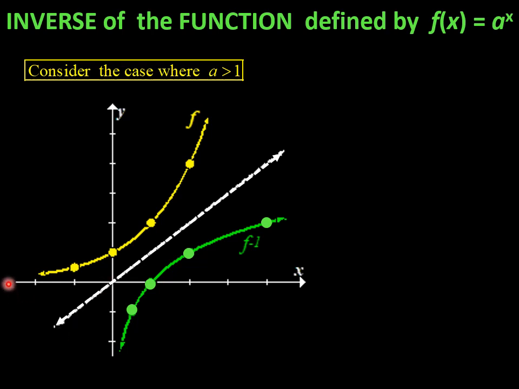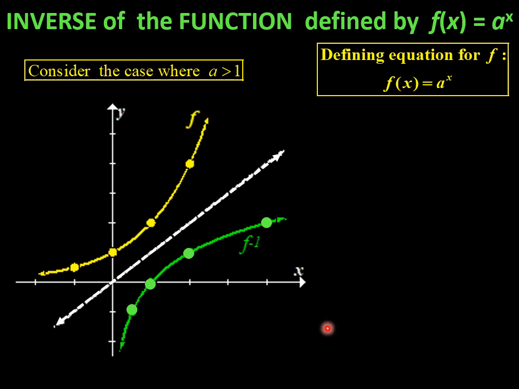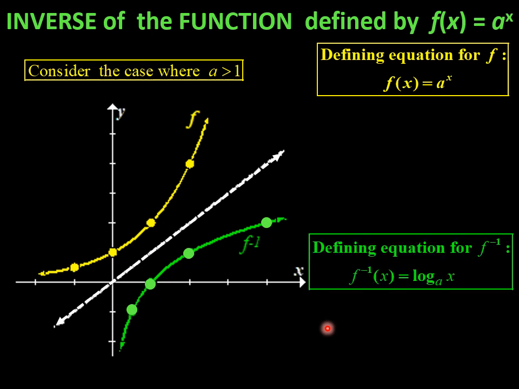And you can see f is a function and the inverse is also a function using the vertical line test there. Now, f is an exponential function, defined by f(x) equal to a to the x, and the defining equation for the inverse is known as a logarithmic function. If the base is a, we have logarithm base a. So this is the exponential and that is the logarithmic.